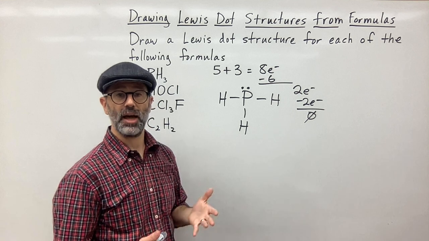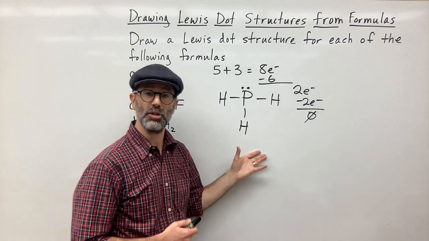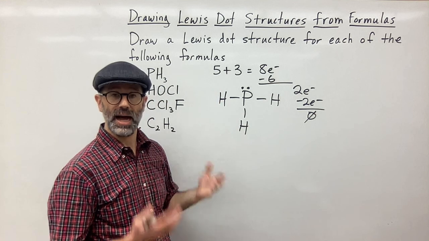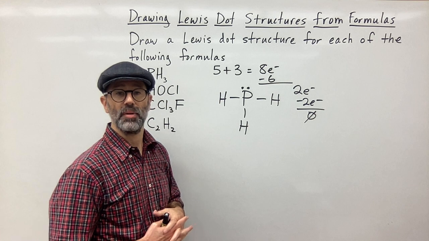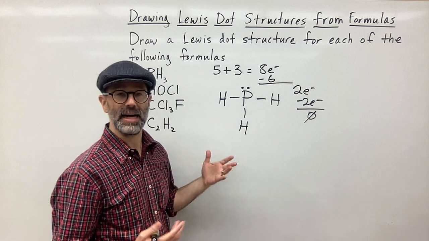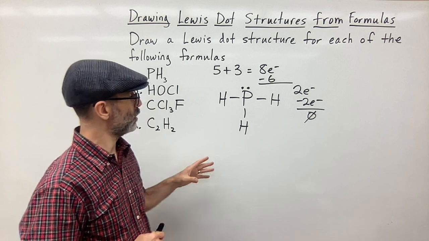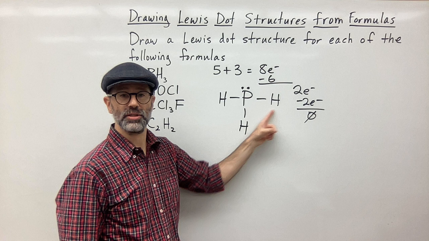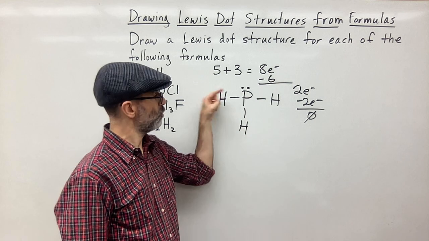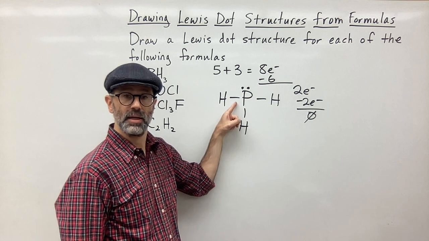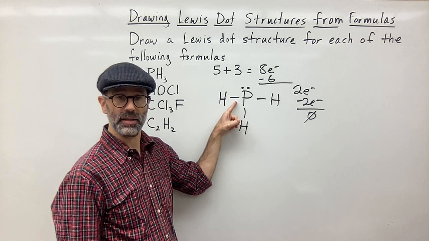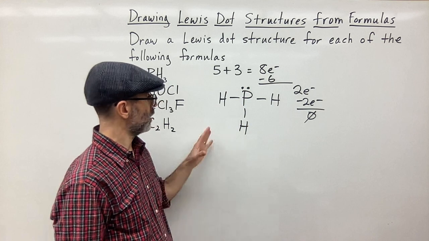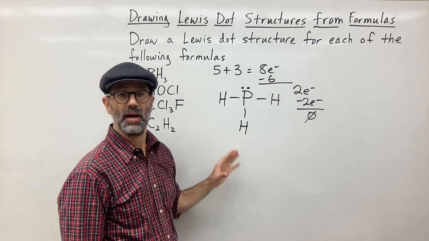Now, the 5th step, which we didn't need to use: if my central atom at this point does not have an octet, and it needs an octet, then what I would do for step 5 is take any lone pairs from my outer atom and move them to create a bond, a double bond or triple bond, in order to give my central atom that octet. So that's it for this one.